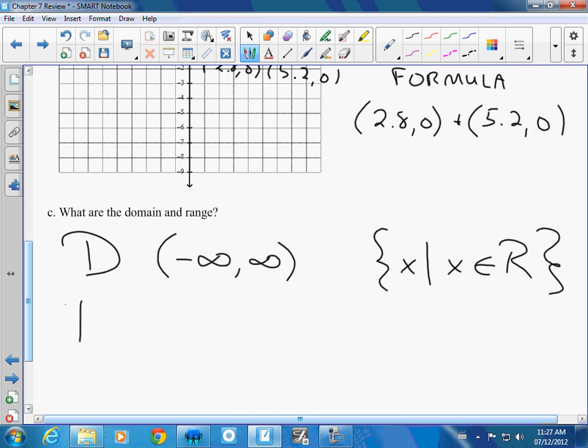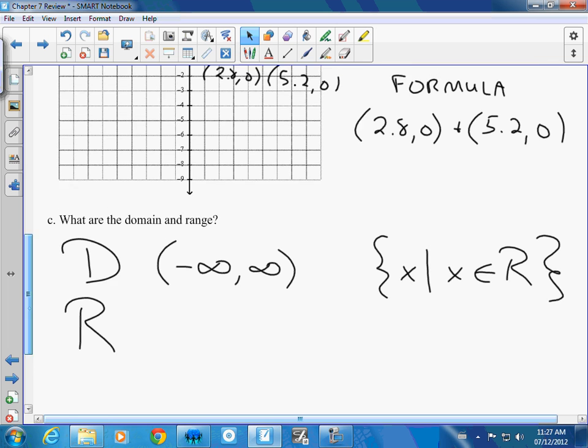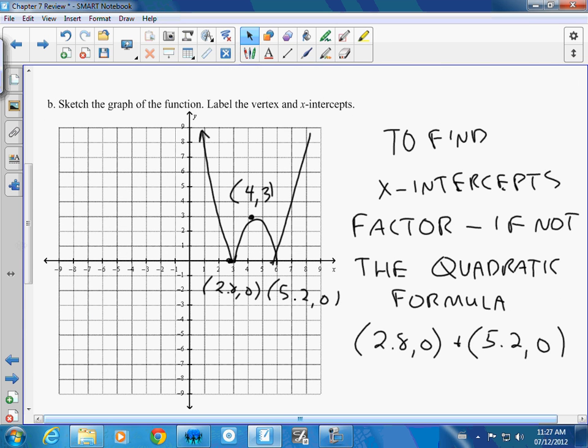Okay, what's the range? Now careful with this one. Range is a little bit trickier. The range is the y value. What is the lowest y value? 0. It doesn't matter about that hump there, which is 4 comma 3. What's the lowest y value? And it goes on to where?